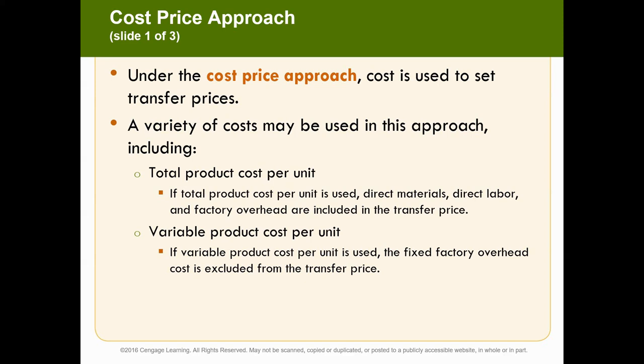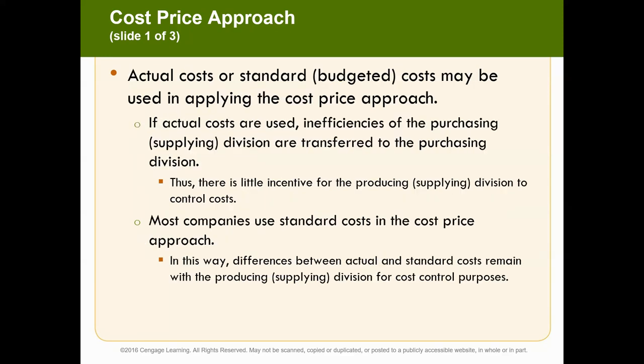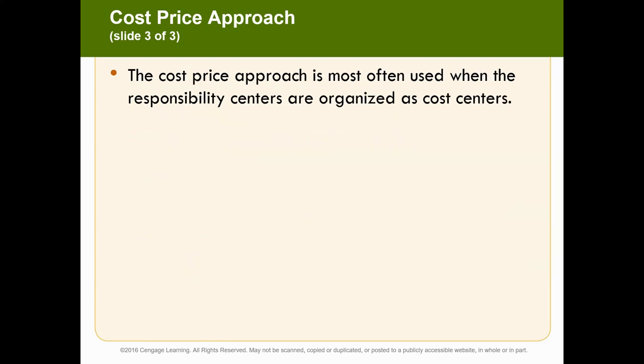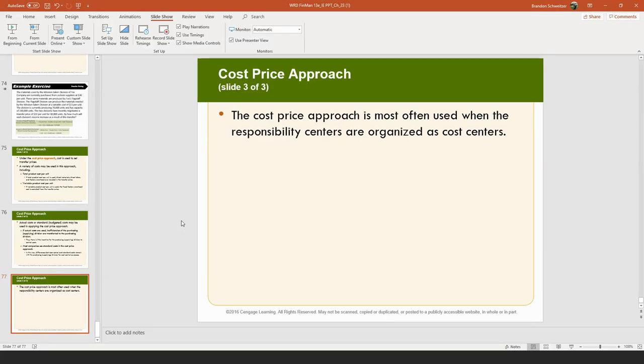Under the cost-price approach, costs can be used to set transfer prices, and a variety of costs can be used in this approach that include the total price cost per unit and the variable product cost per unit. So essentially what this is telling us is that instead of negotiating price, we can use the cost-price approach, which is simply taking the total cost per unit and the variable product cost per unit. The actual costs or the standard costs, which are, as you remember from the previous chapter, budgeted costs, may be used in applying the cost price approach. The cost price approach is most often used when responsibility centers are organized as cost centers. And that is the end of chapter 23.